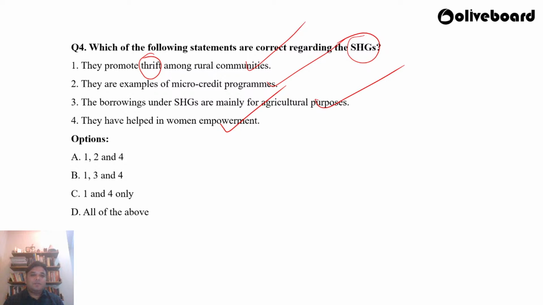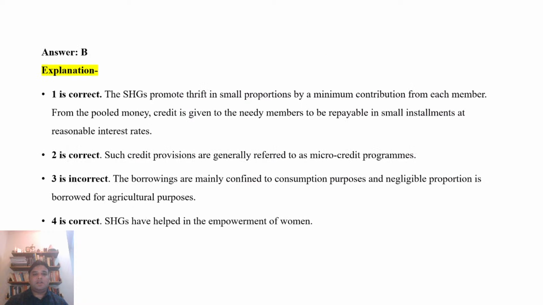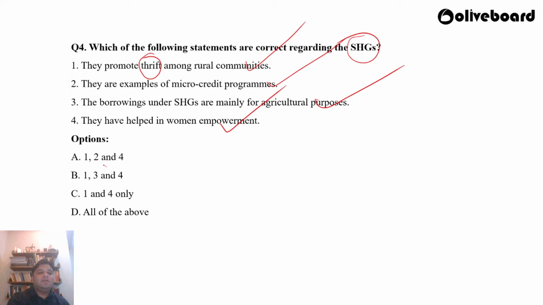So please answer. Which of the following statements are correct regarding the SHGs? So let's take a look at the answer. The answer is B, 1, 3, and 4. Of course, the SHGs promote intelligent expenditure, prudent expenditure amongst rural communities, and they discourage wasteful expenditure or wasteful utilization of funds.